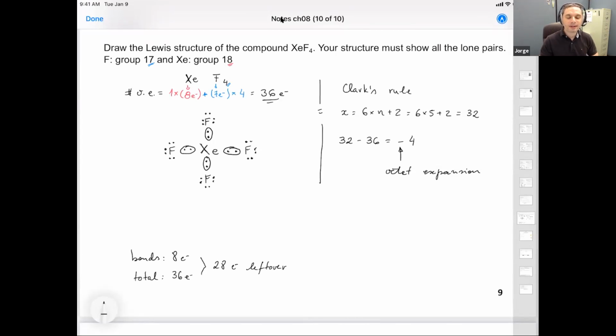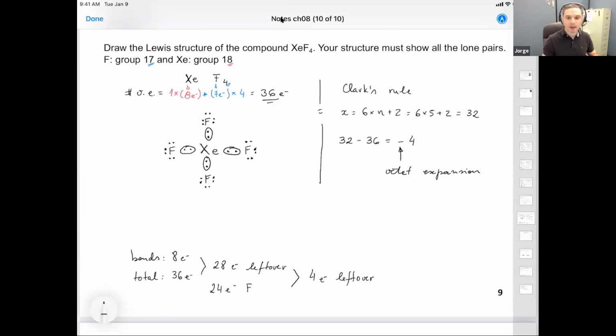Okay, so now let's count how many electrons we needed to use to fill up the octet for all the fluorine atoms. Okay, 6 for each one, 6, 12, 18, 24. Okay, so we used 24 electrons to fill up the octet of all the fluorine atoms. We had 28 to do that. So therefore, we still have 4 leftover electrons.